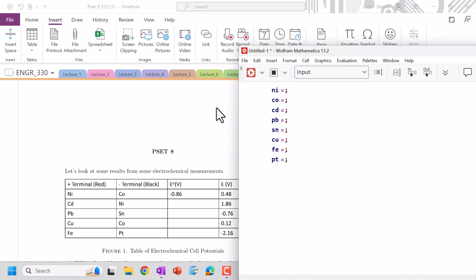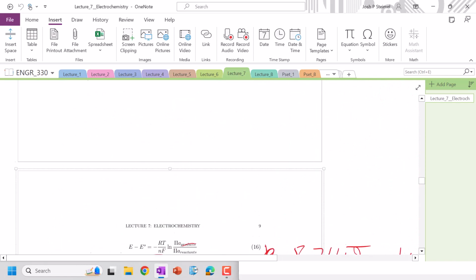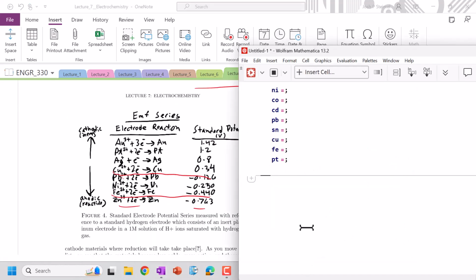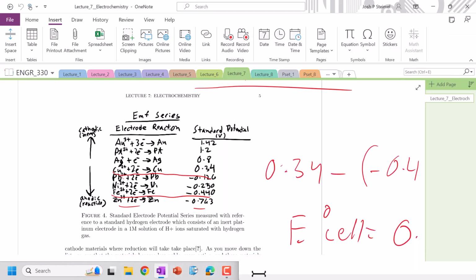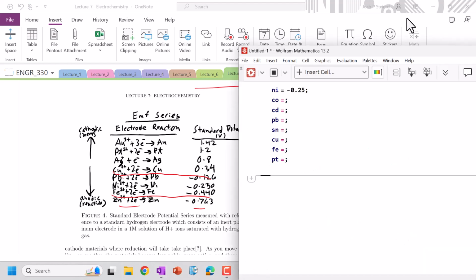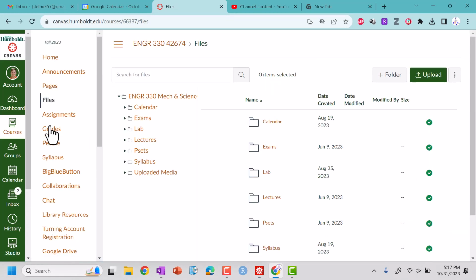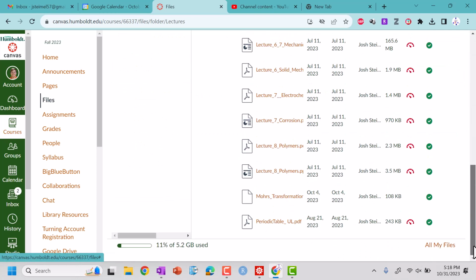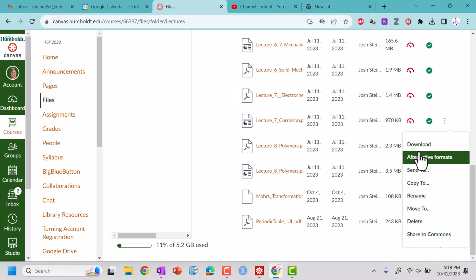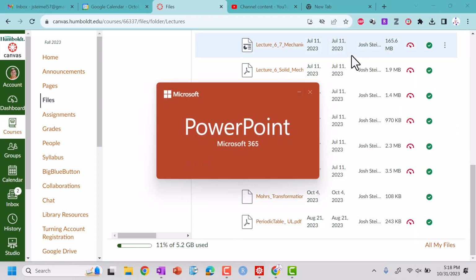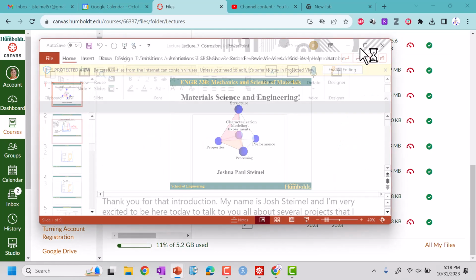So now let's go searching. We have our handy dandy table here. We're going to need to look up some of these, but nickel we have minus 0.25. Now is the time to look up our files on Canvas. Let's look at our lectures. Here we go, the Corrosion PowerPoint. Let's download it and open it up.